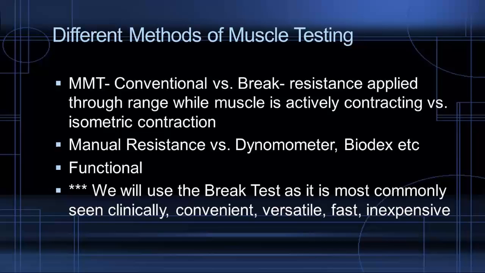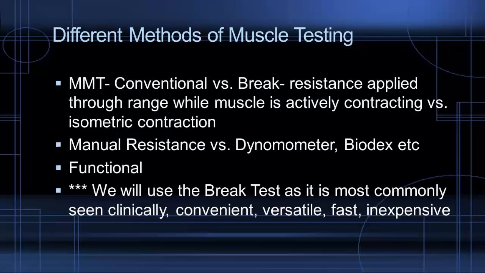Or you can do it with an isometric contraction, and that's what we're going to be learning to do in lab. The manual resistance versus a dynamometer or a Biodex, which are machines that measure. Frequently we'll use a dynamometer for testing grip strength, because you can quantify that grip strength pretty accurately. You can compare the two sides, and we will do that in lab.